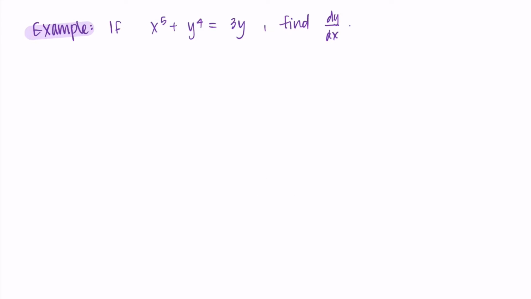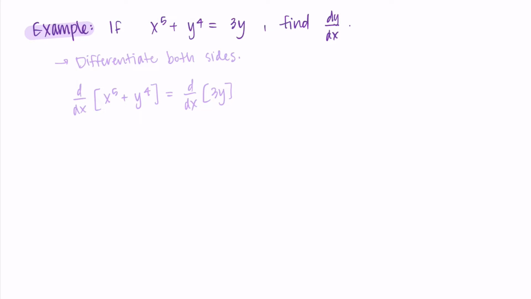Okay, so in this problem, I'm trying to find the derivative of y with respect to x. There are y's all mixed up in this thing, so I'm just going to apply the derivative with respect to x of both sides and then simplify to get what I want. So let's take the derivative of both sides.